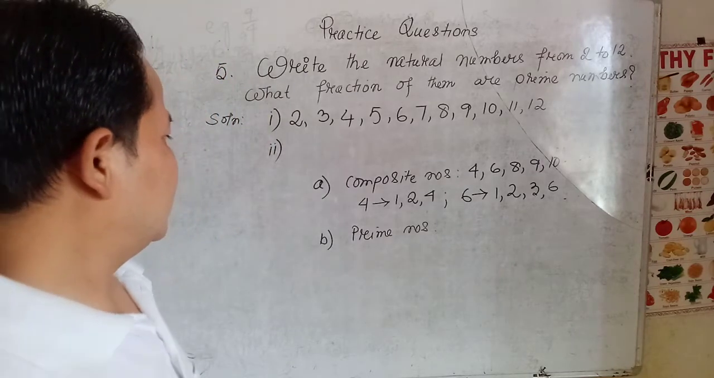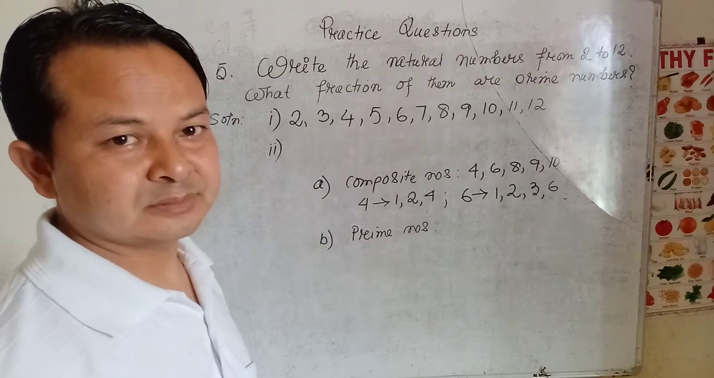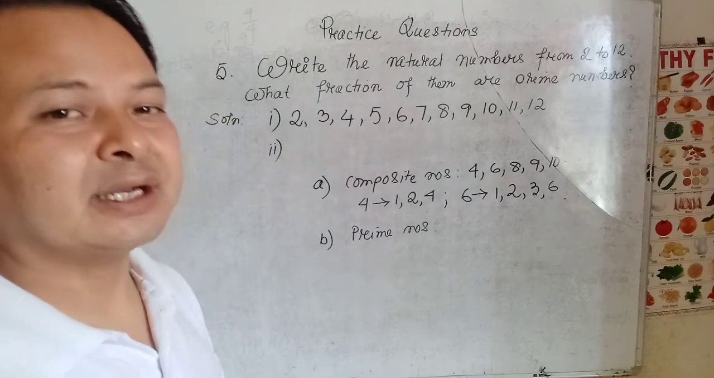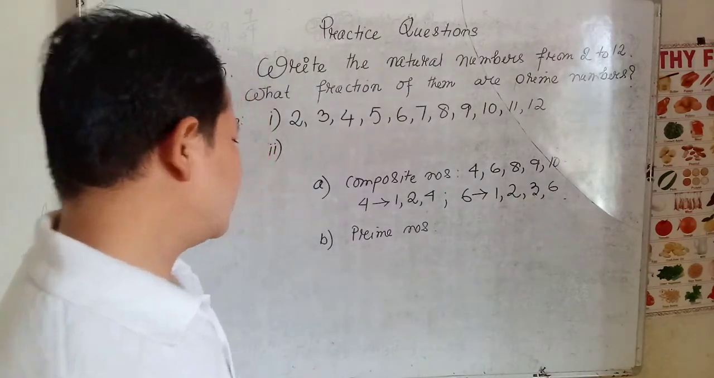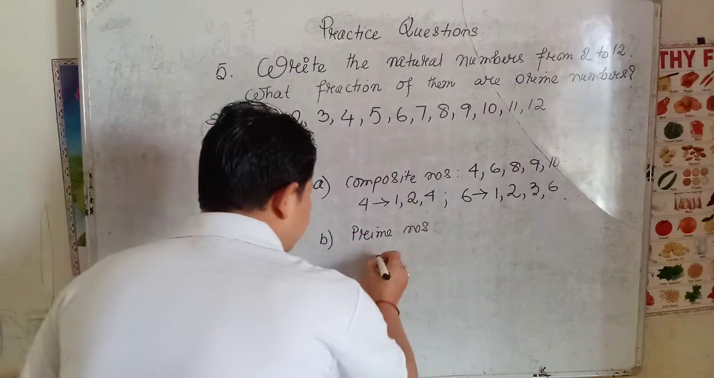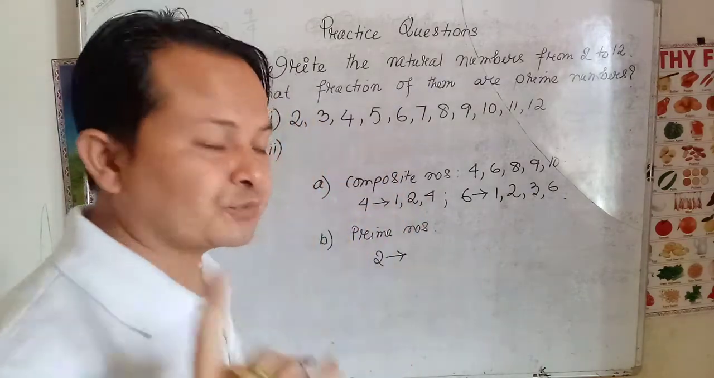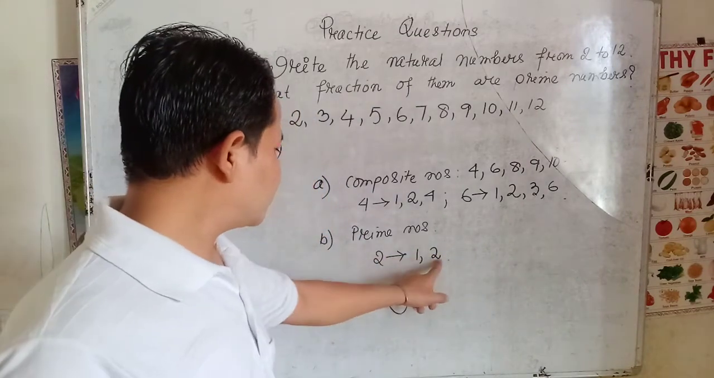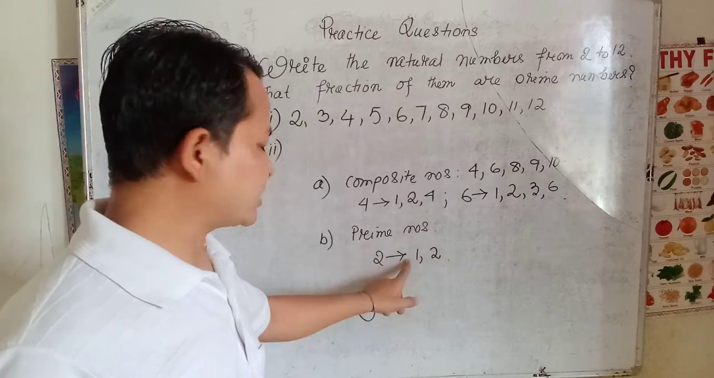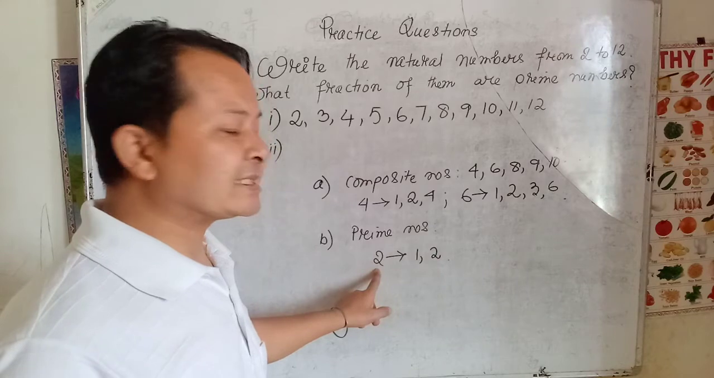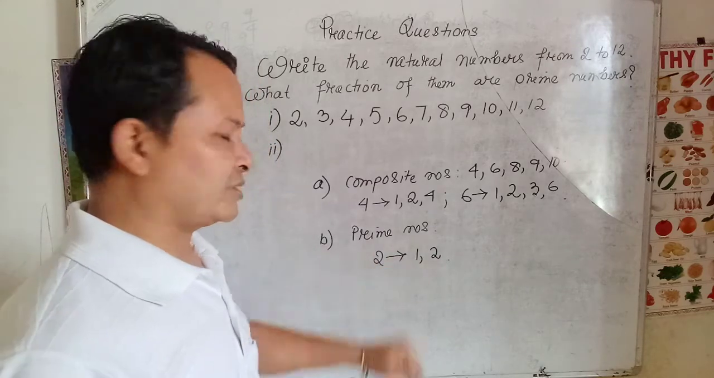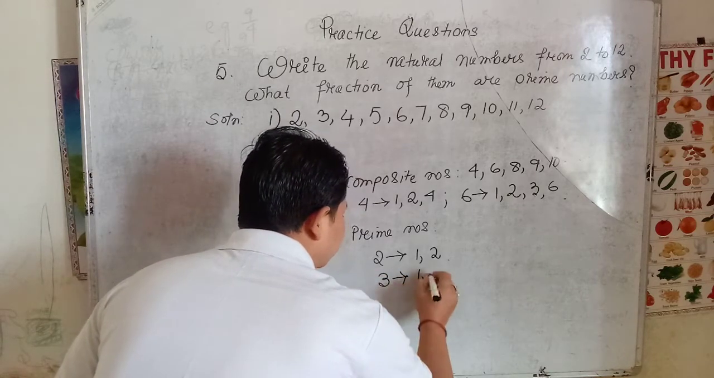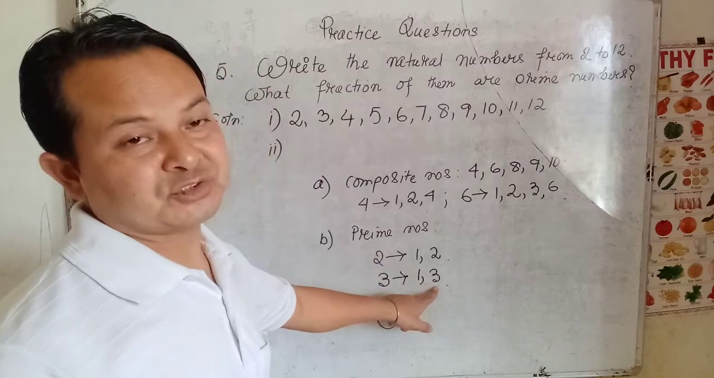So then what about prime numbers? Prime numbers are those numbers having only 2 factors, 1 and the number itself. Let us take one example, 2. This number 2 has got only 2 factors, 1 and the number 2. 1 can divide 2 and 2 also can divide 2. That means 2 has got only 2 factors. That's why this number 2 is called a prime number. Like this we can have another example, that is 3. 3 has got only 2 factors, that is 1 and the number 3, isn't it?